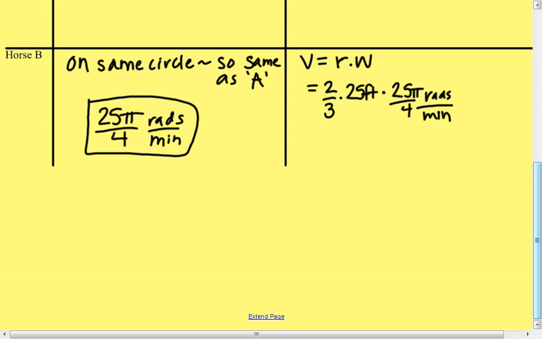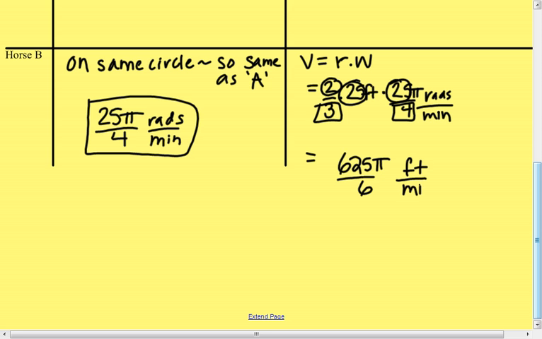So to get an exact answer on my calculator, I'm going to ignore the pi, and I'm going to multiply everything on the top, and I'm going to divide everything on the bottom. So I will take 2 times 25 times 25, divide by 3, divide by 4, and hit math, enter, enter, and then throw the pi back in there. When you do that, you should end up with 625 pi over 6 feet per minute. And again, if you want a decimal answer, that's fine. You can get a decimal answer by going 2 times 25 times 25 times pi, dividing by 3, dividing by 4.